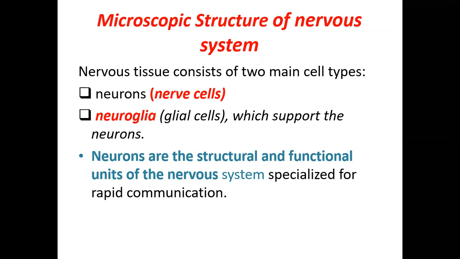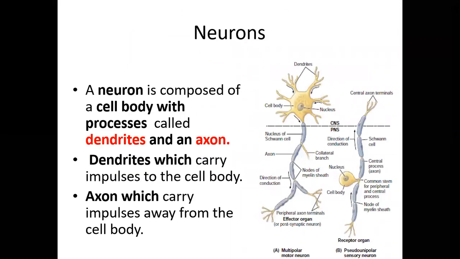Similarly, if you feel cold, or a different kind of sensation, or if you have a prick, all these are carried by the main structural and functional units of the nervous system, that is the neurons, which are also called nerve cells. If you see here, this is the picture of a neuron, how it looks. It is the structural and functional unit of the whole nervous system. These are the main cells.